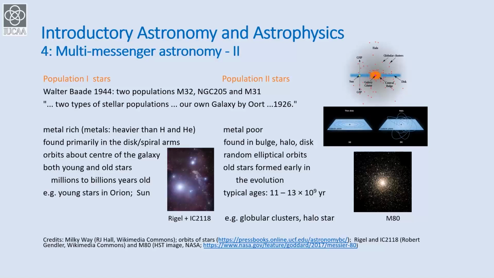Examples include globular clusters and halo stars. One may ask oneself why this difference arises. The difference arises because the metal-rich stars have formed more recently. As you know, stars are born in molecular clouds, and those which have formed more recently, from the interstellar medium, have been enriched by the remnants of the earlier generations of stars.